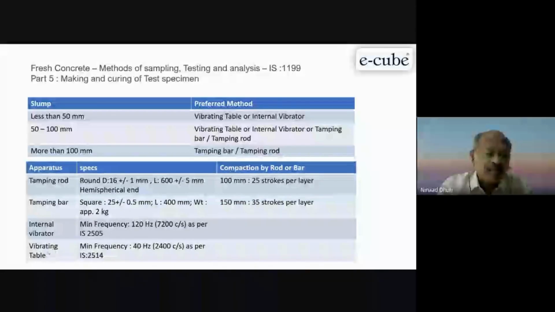Or you can have a vibrating table. The frequency is about 40 hertz as per IS 2512. So these are the various options available to prepare a test specimen at site. Sometimes we can use a vibrator, or we can use a tamping rod, so both are acceptable. Stiff concrete is always advisable to go for a vibrator. You can use an internal vibrator or a vibrating table.